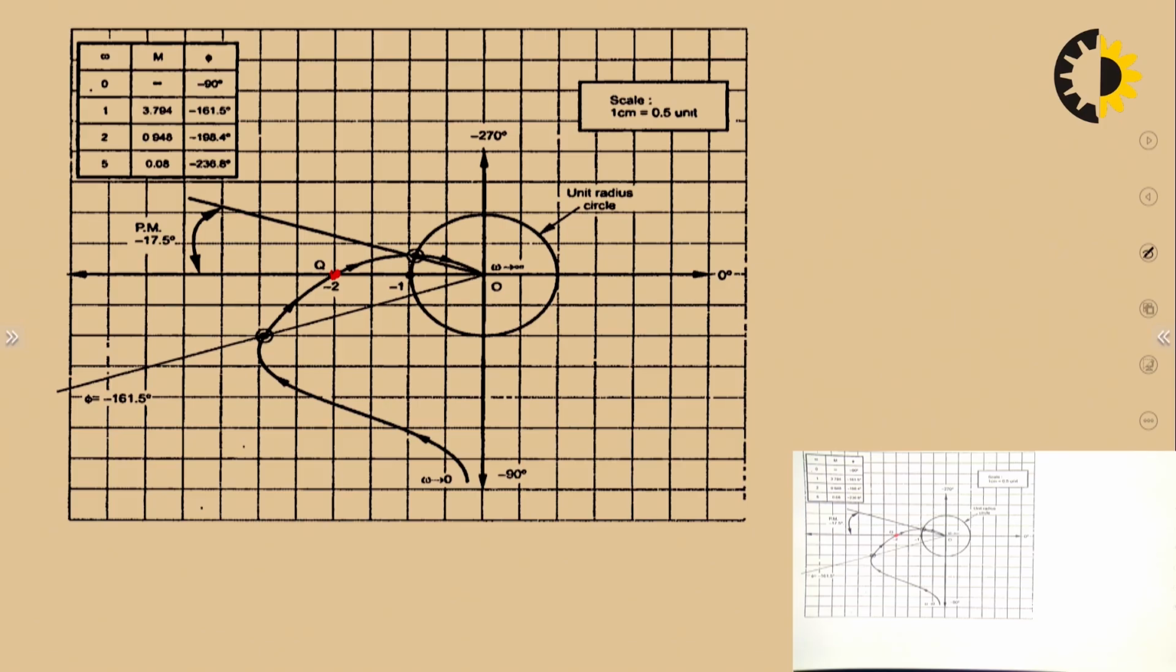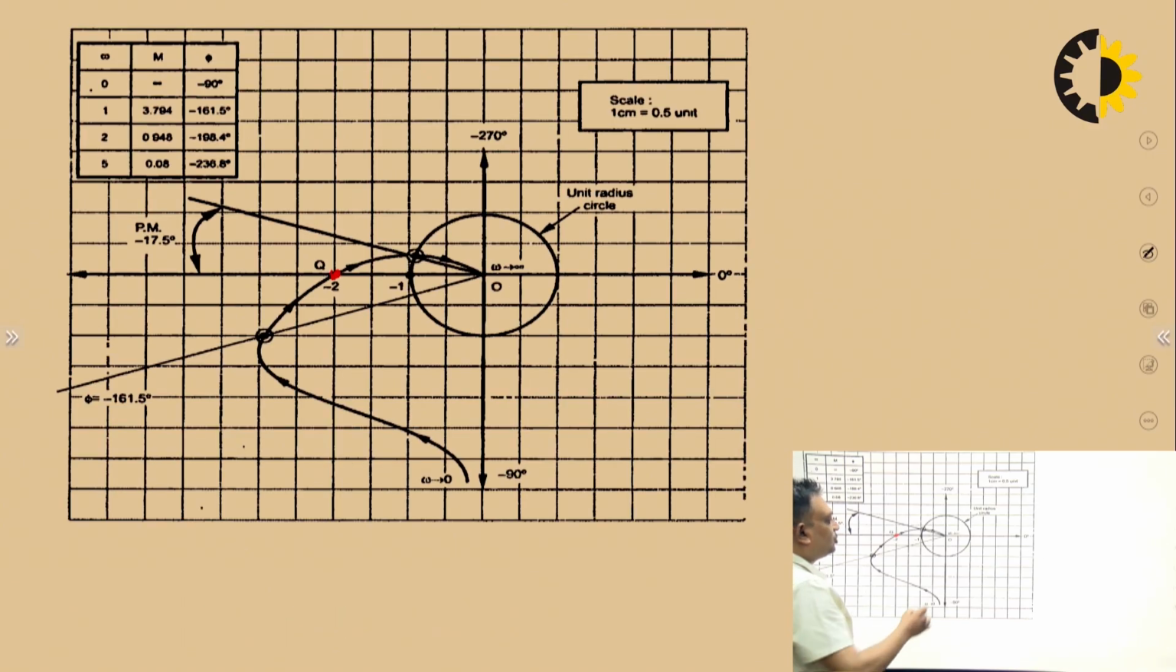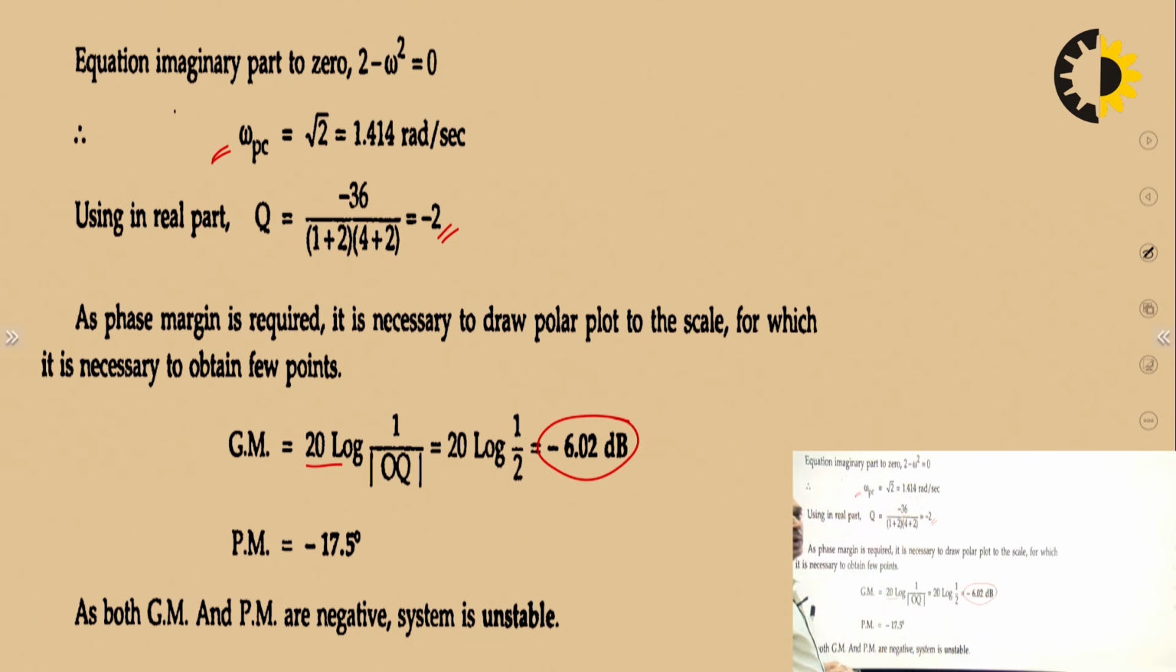Okay, and this gain margin in dB is simply 20 log of 1 upon the length OQ, means this distance. 20 log 1 upon the length of this distance. So it comes out to be minus 6.02 dB. So gain margin is negative. So you can say the system is unstable.